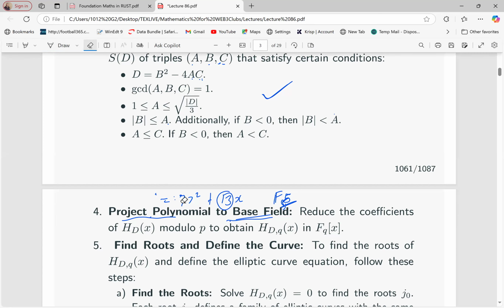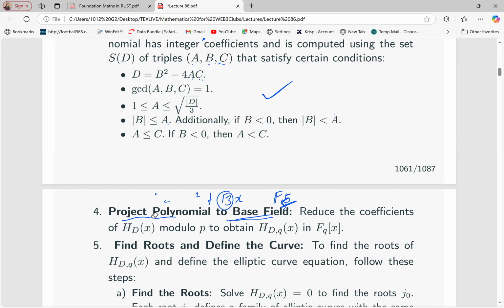So we obtained a polynomial in our step 3. In that polynomial that we obtained, reduce the coefficients mod Q. So that is what we then call projecting the polynomial to the base field.